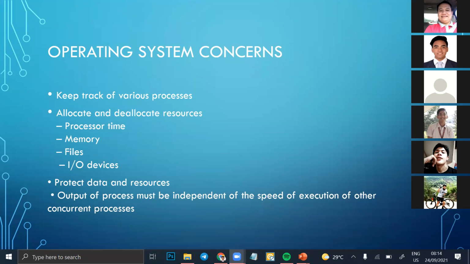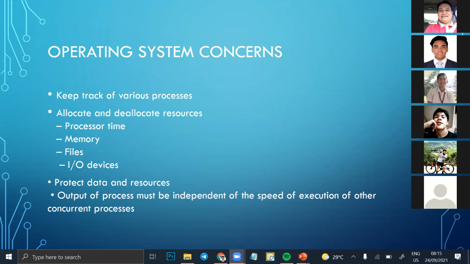We must learn how to allocate and deallocate resources, although it is very hard to do so in our operating system relating to concurrency because of the various data that is shared on our system. The first thing we must consider is the processor time, the memory, the files or data that we are sharing, and lastly the input and output devices. The next one is protecting data and resources. And the last one is that the output of a process must be independent of the speed of execution of other concurrent processes.